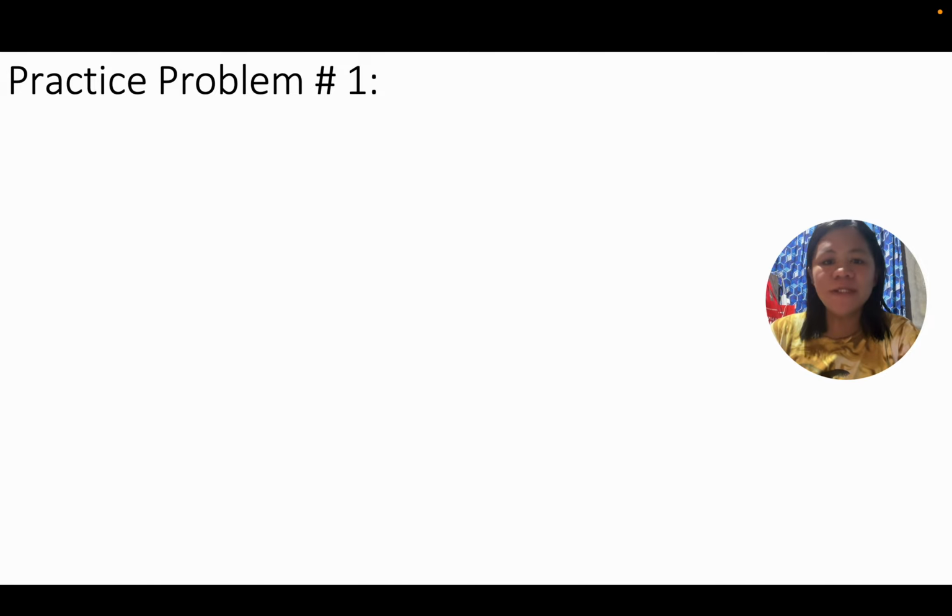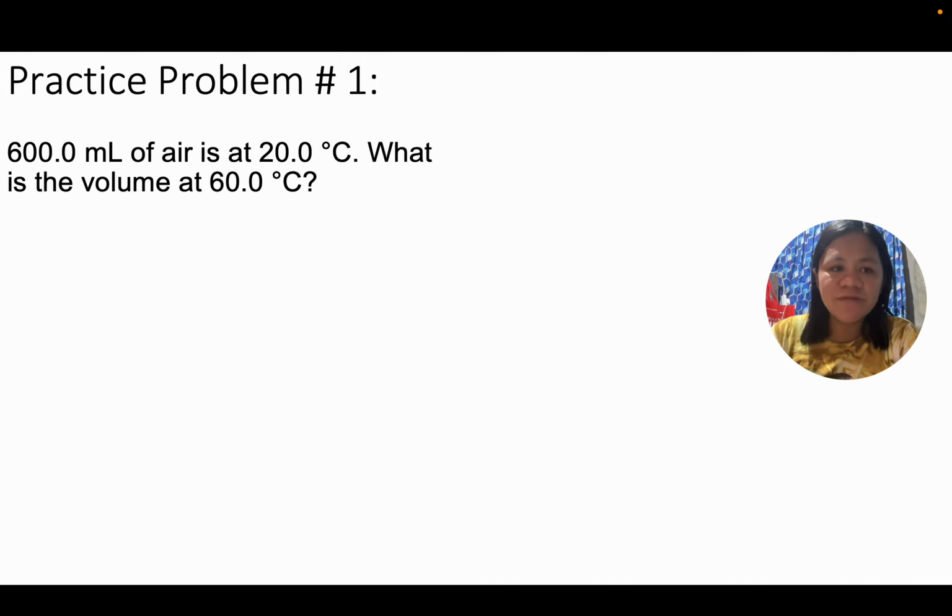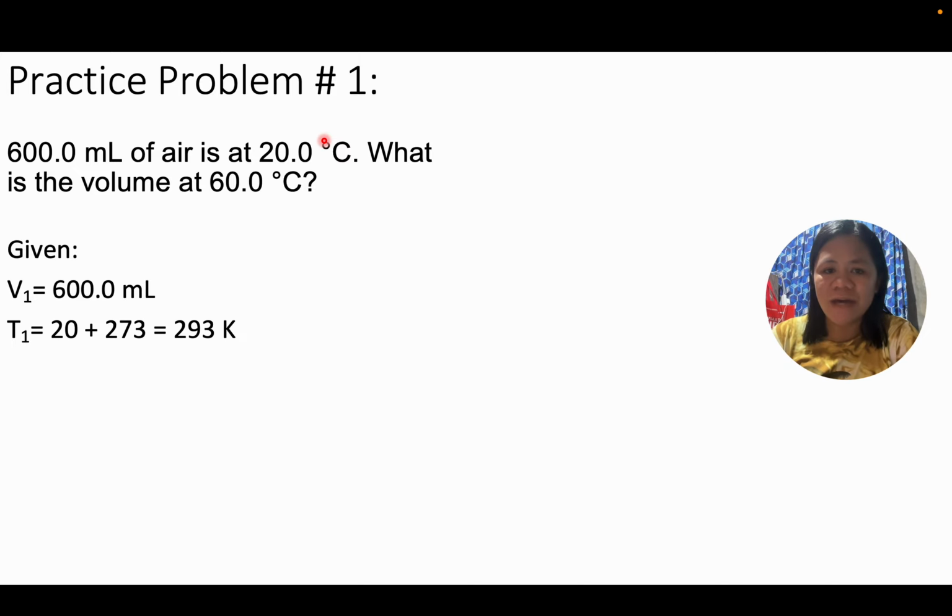Okay, so supposedly if face-to-face, our class, this would be a practice problem, but we'll consider this as sample problem number 3. So here is the question. 600 ml of air is at 20 degrees Celsius. What is the volume at 60 degrees Celsius? So, what's given: V1 is obviously 600 ml. Our T1 is 20 degrees Celsius, and we need to convert it to Kelvin, so we just add 273 and we get 293 Kelvin.